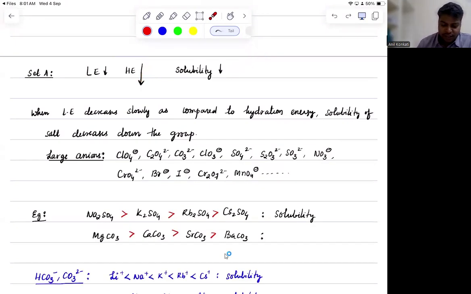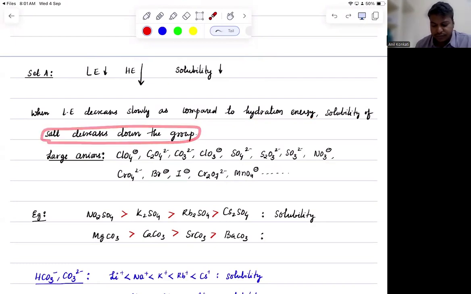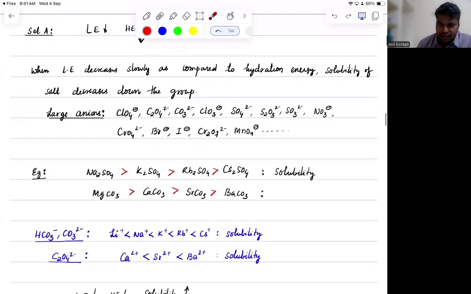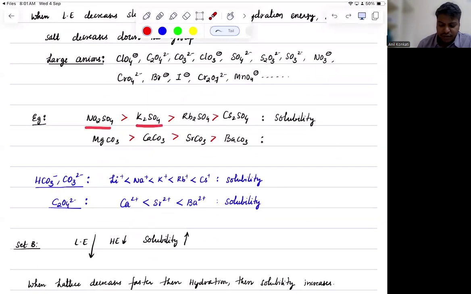Notice this: when lattice energy decreases slowly as compared to hydration energy, the solubility of the salt decreases down the group. You can see these are all large anions, big anions. When you have big size anions, the hydration energy decreases faster than the lattice energy. So what should happen to the solubility? It decreases down the group. That's why you will see Na2SO4, K2SO4, Rb2SO4, Cs2SO4, solubility will decrease.